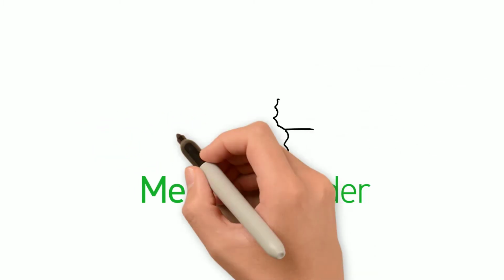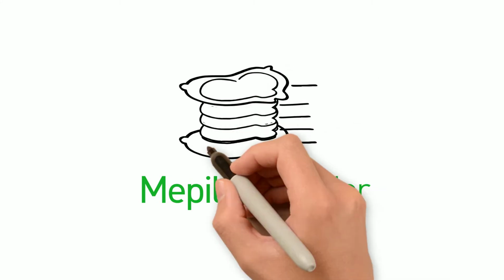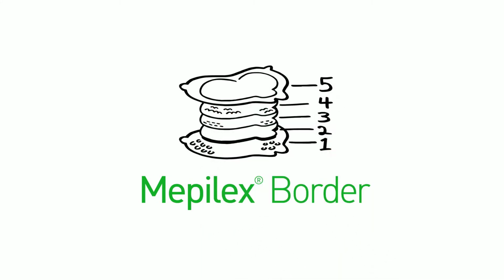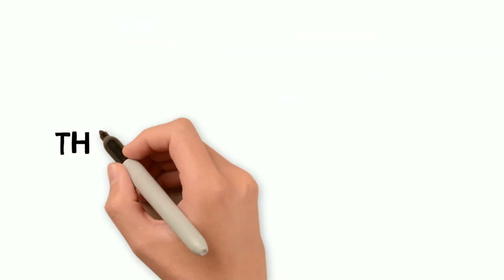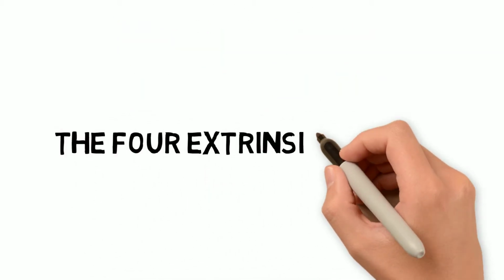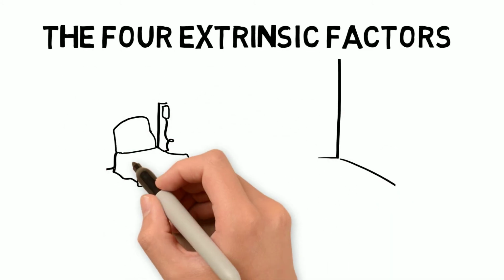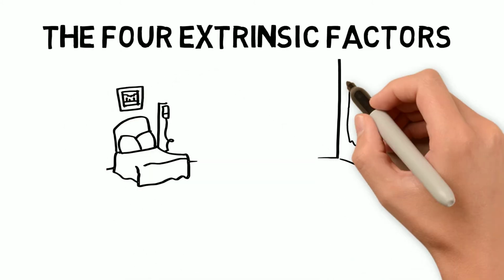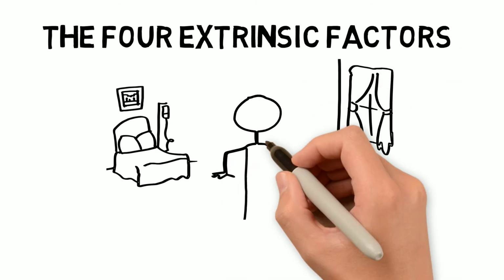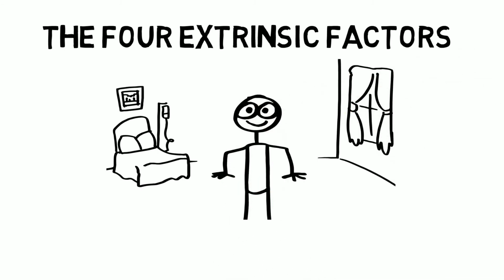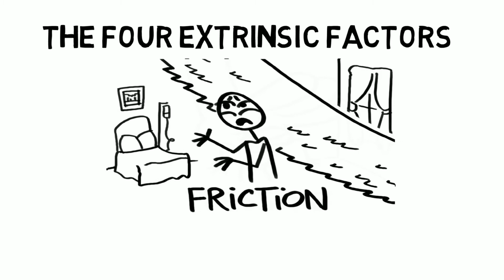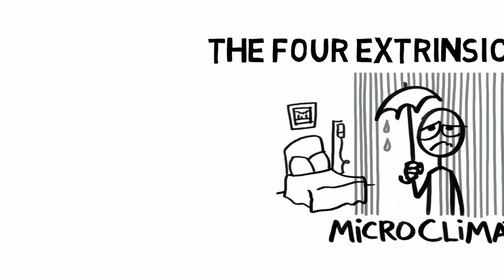And we'll show you how Mepilex Border pressure ulcer prevention dressings from Mölnlycke can significantly reduce the incidence of pressure ulcers. To understand the causes of pressure ulcers, we need to understand what we call the 4 factors. 4 extrinsic factors which come from the external environment and not from within the patient are interlinked in the formation of pressure ulcers. They are pressure, friction, shear, and microclimate.